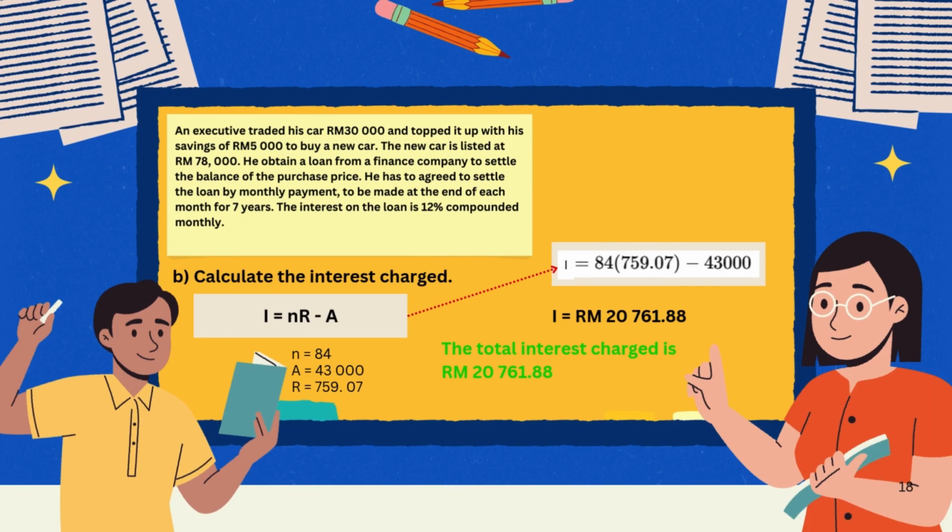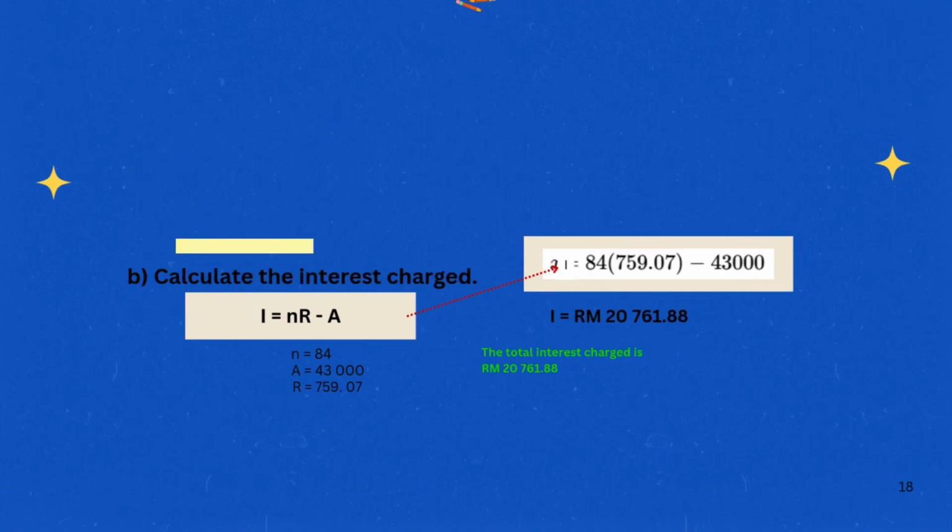Okay, now we move to question D. Calculate the interest charge. We will use I equal to nR minus A. As usual, we list the information that we get from the previous question. So I substitute the information into the formula. I equal to 84 bracket 759.01 close bracket minus 43,000. We will get 20,761 and 88 cents.